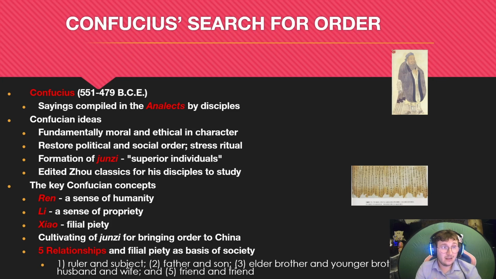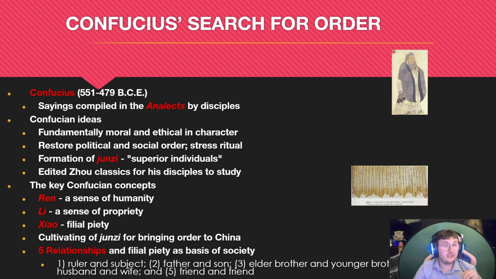And they also lead to the formation of the Junzi, or superior individuals. So he is very much that there is a structure, right? You have superior individuals, and then you have people who just are hardworking, which are in the middle, and the people who profit off work or don't work at all in the lower classes. And he actually is going to edit Xiao Dynasty classics for his disciples to study.